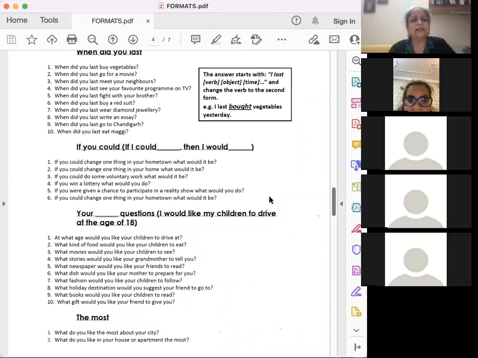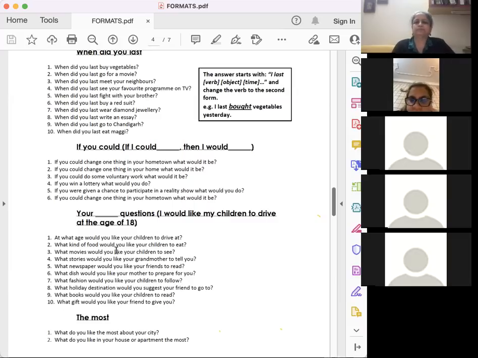What do you like the most about your hometown? I like the people of my hometown the most. Okay. That is it. At what age would you like your children to drive at?